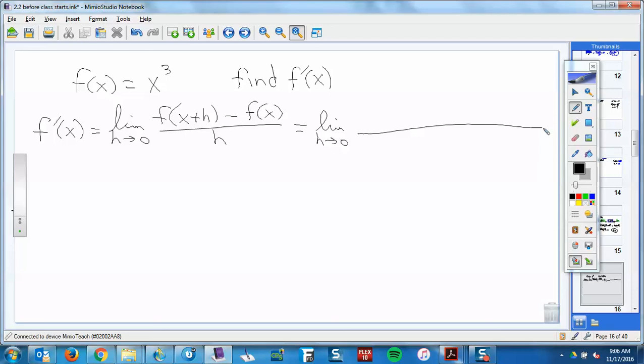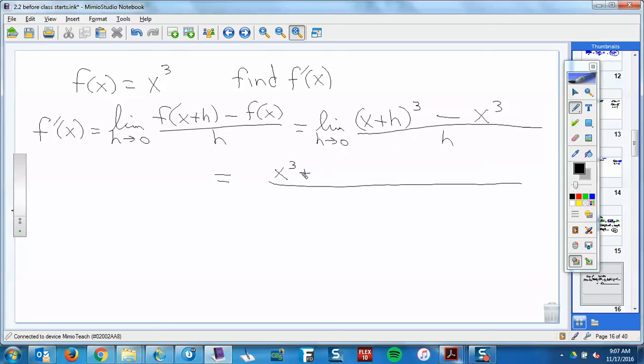I'm not gonna make you go past x to the third, okay? So you could FOIL it out if you had to. So what is that gonna be? So we're gonna plug an x plus h in for x, so it's gonna be x plus h cubed minus x cubed all over h. Okay, so that's gonna be, next line, so what's x plus h cubed?